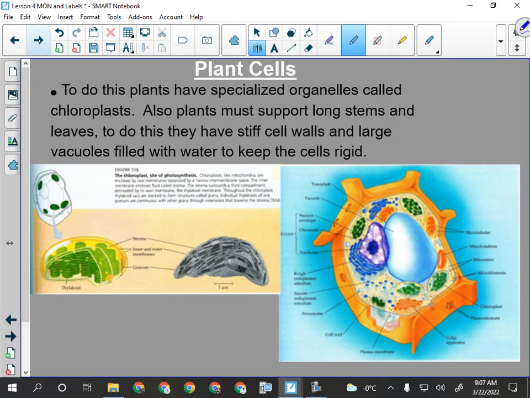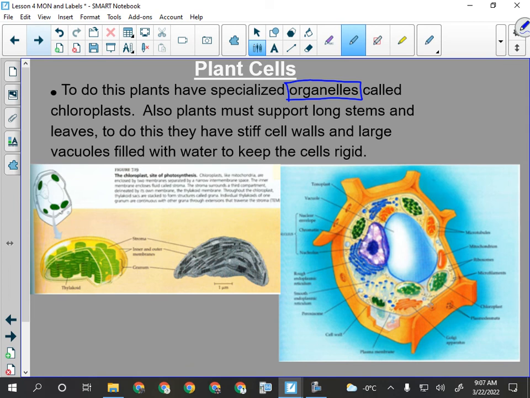Okay, so for plants to be photoautotrophs, carry out photosynthesis, they have to have specialized organelles. Now that term, organelles, that's basically a structure within the cell, or a cell organ. Organelle. Okay, we have organs, they're big, they're made of many cells. A cell has little organs, organelles. Okay, and the specialized organelles are called chloroplasts. They are what makes a plant green, basically.